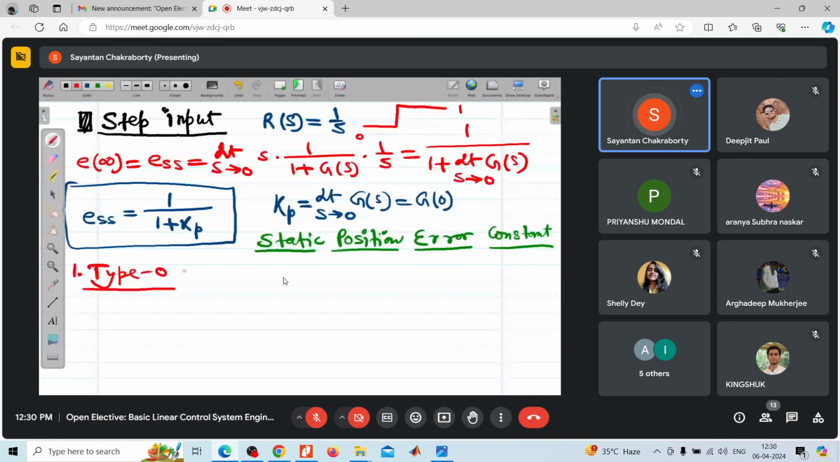Now, let us investigate this for different scenarios. For a type 0 system, what will be Kp? That is limit s tends to 0 of G(s). See, it's a type 0, that means in the denominator there is no 1 by s, no s term. So it will be simply some constant k.